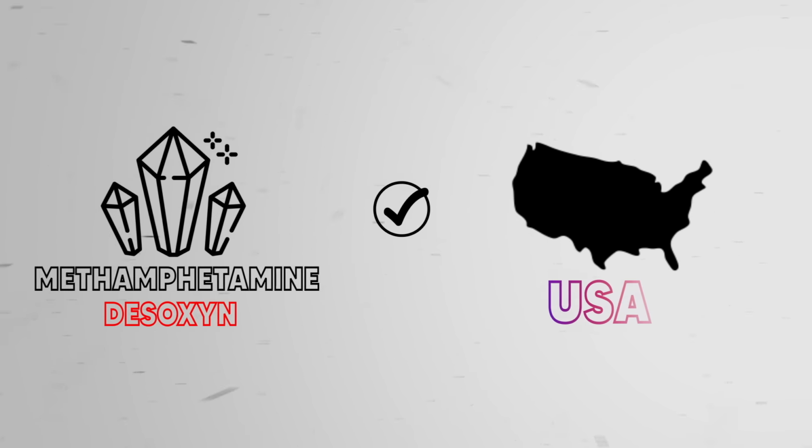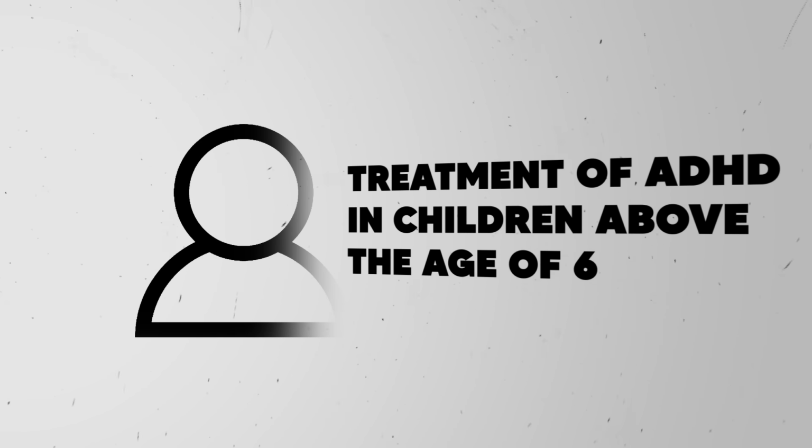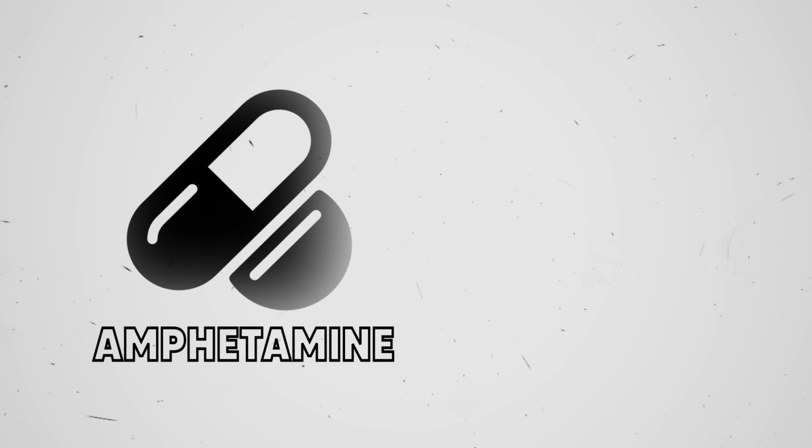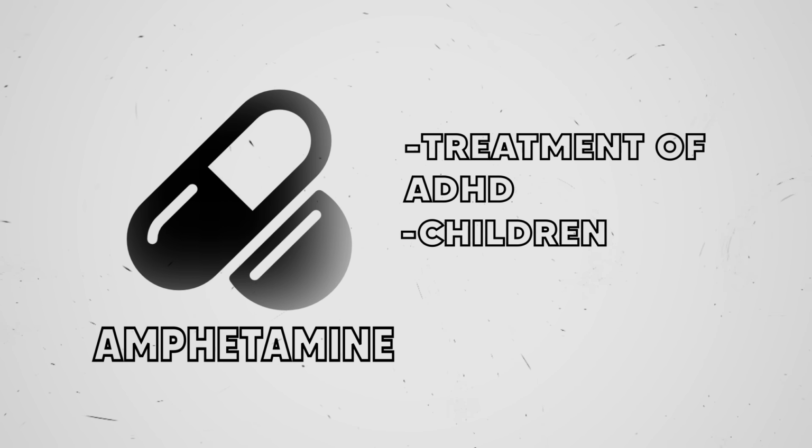Now, oral methamphetamine, also known as Desoxyn, is available in the US for the treatment of ADHD in children above the age of 6. It's also available for the treatment of obesity. Amphetamines, on the other hand, are both well-known and commonly utilized in the treatment of ADHD in children, adolescents, and adults. They come in various forms, as we know. You might have heard of Adderall, Dexedrine, which is dexamphetamine, and longer acting versions.